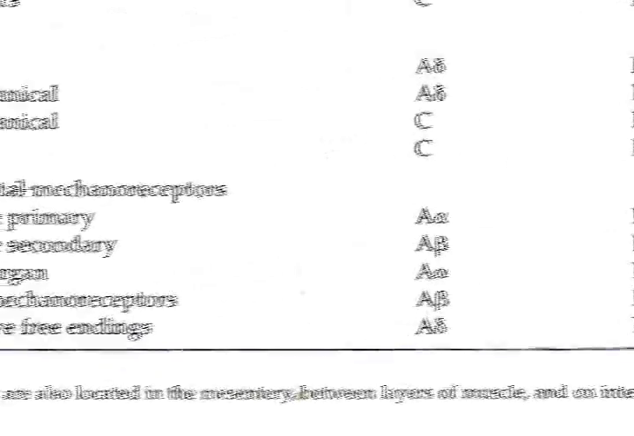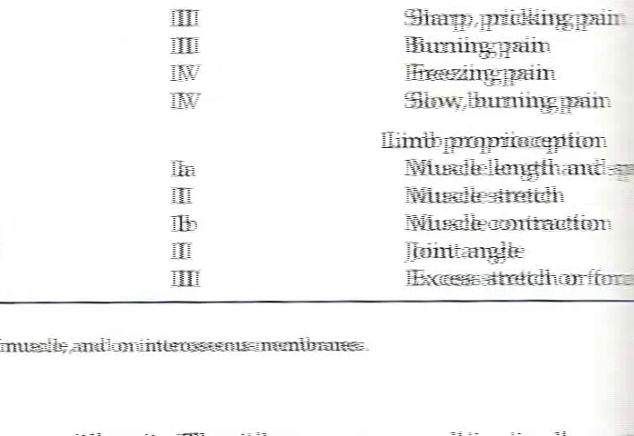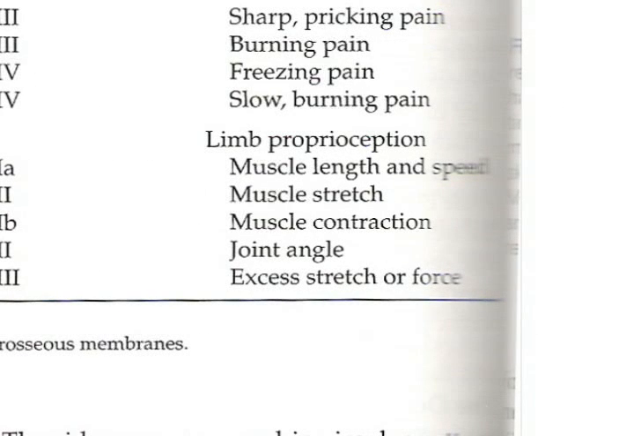Now this last one is for muscle and skeletal nerves. Now these nerves, for all intents and purposes, do not transmit pain. But look on the right-hand side. You have one that senses the length of your muscle and the speed of which it moves. The stretch of a muscle is another one. If the muscle shortens or contracts is another nerve. The angle of how a joint is positioned. If your elbow's bent or straight, there's another nerve. Then there's one for excessive or a lot of stretch or a lot of force.